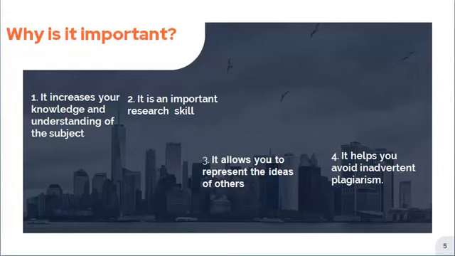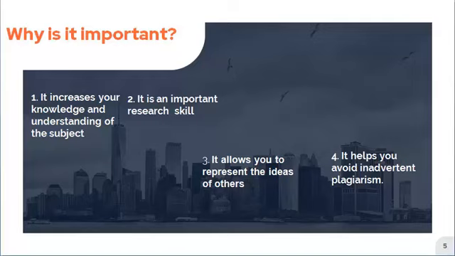Paraphrasing is important in so many ways. First of all, it increases your knowledge and understanding of the subject. When you read a book or you read something that relates to your subjects, you can't actually remember the actual words unless you paraphrase them, unless you put them in your own words, in your own style. Second thing is that paraphrasing is an important research skill. It's something that you definitely gonna need in the future. Now you are students, and sooner than you think, you will be required to undertake research. So this is something you're gonna need in addition to summarizing skills.